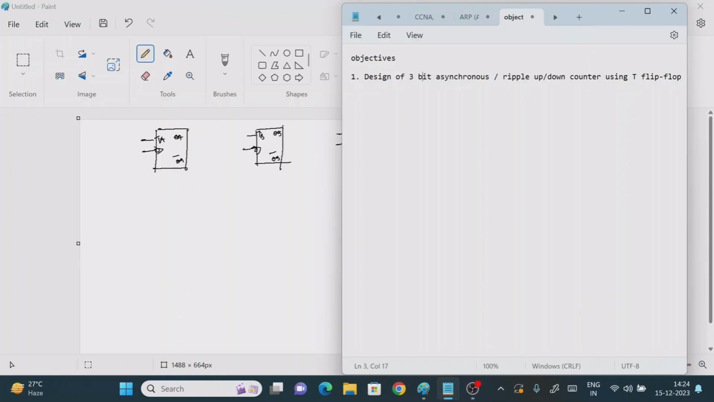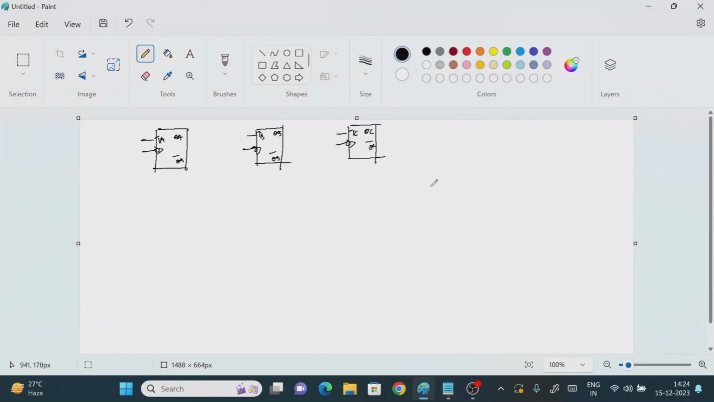Hello guys, welcome back. In today's class we are going to design the 3-bit asynchronous or ripple up-down counter using T flip-flops. 3-bit means how many flip-flops do we require? We require 3 flip-flops, and the T flip-flop. So I have considered flip-flop 1, flip-flop 2, flip-flop 3. Now, remember, which operating clock pulse are we using? We are using the negative edge clock pulse.